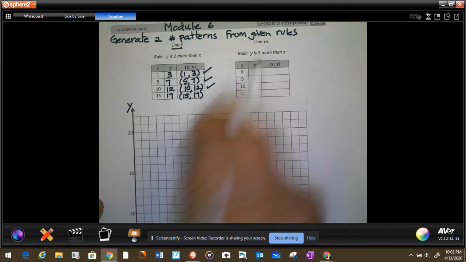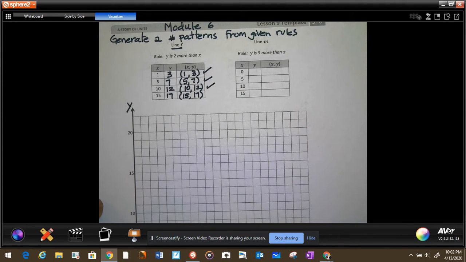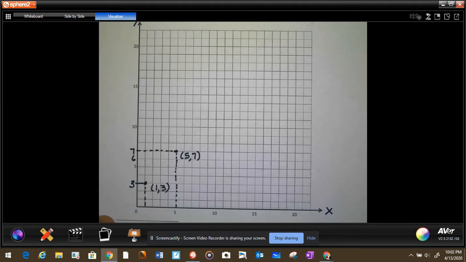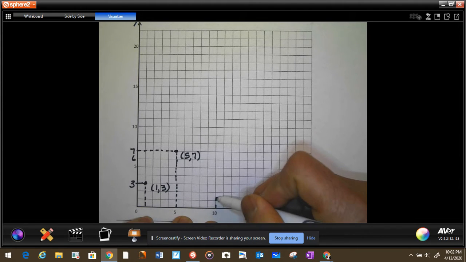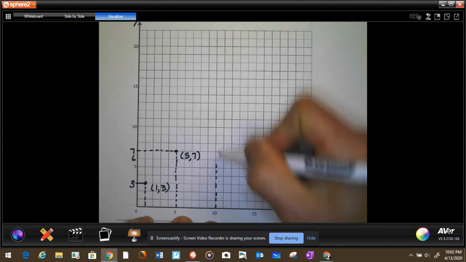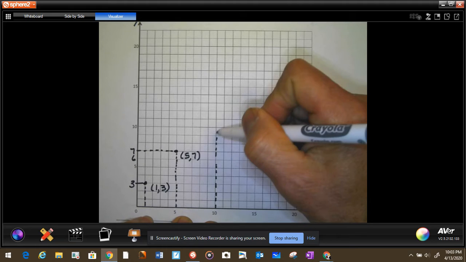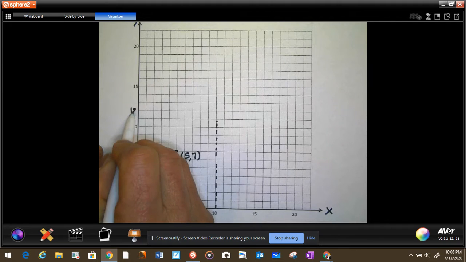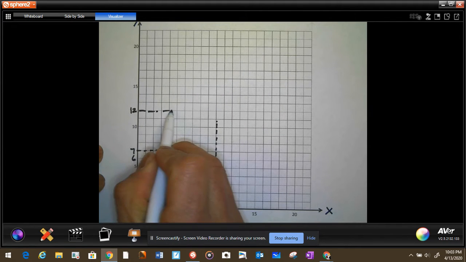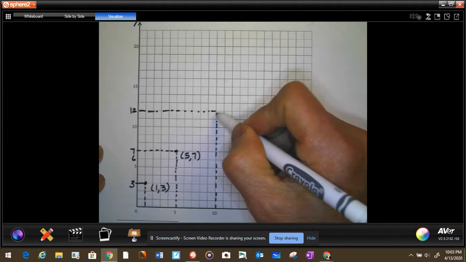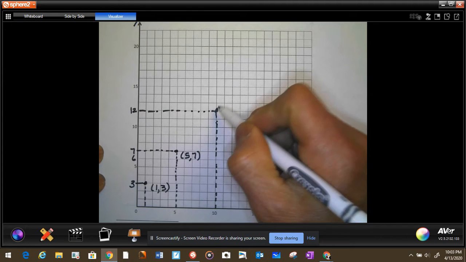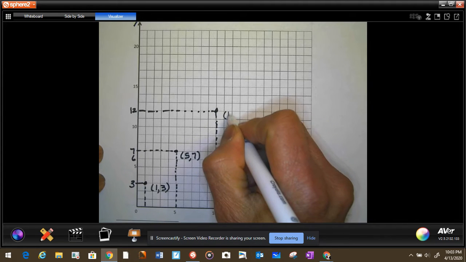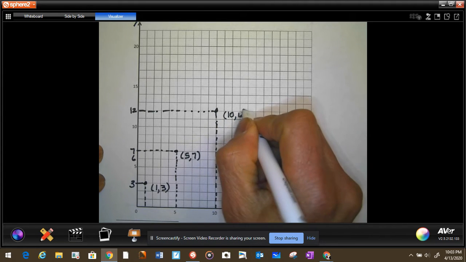Okay. So our next point is 10 and 12. So x is 10, so let's do x right here. And y is 12, because it has to be 2 more. And we know that 12 is 11, 12. This will be the line where they intersect. So this is the coordinate pair 10, 12.